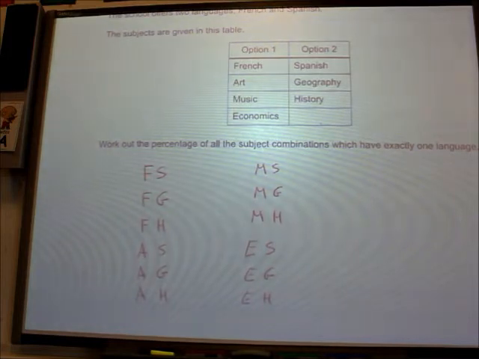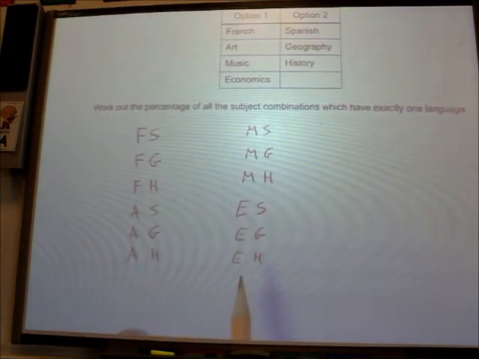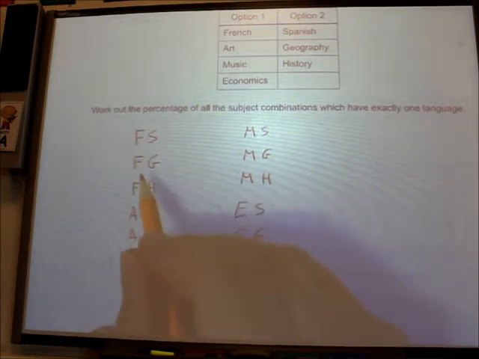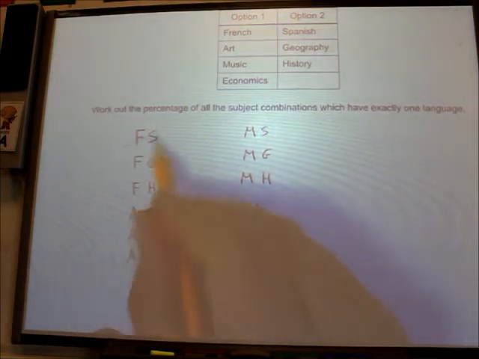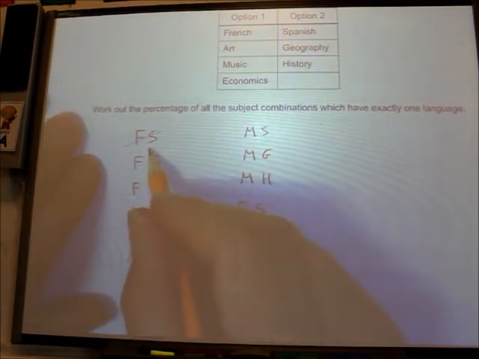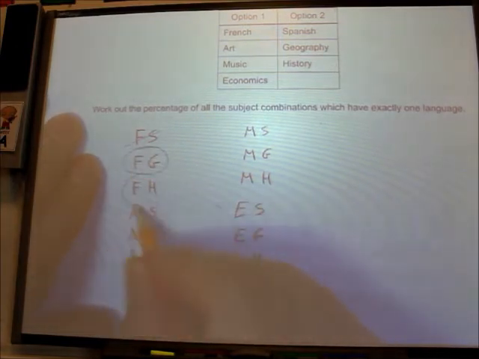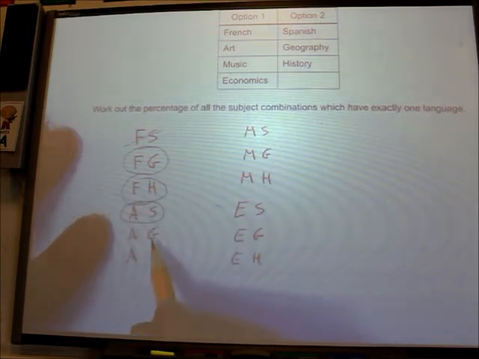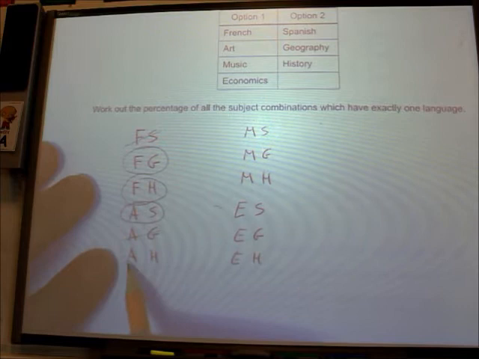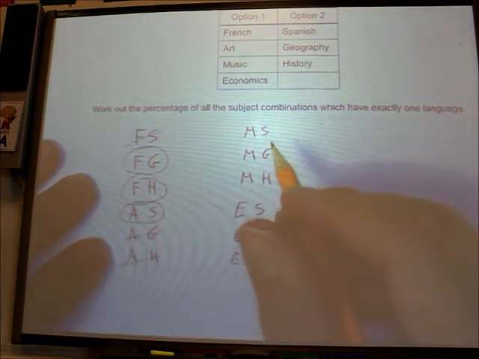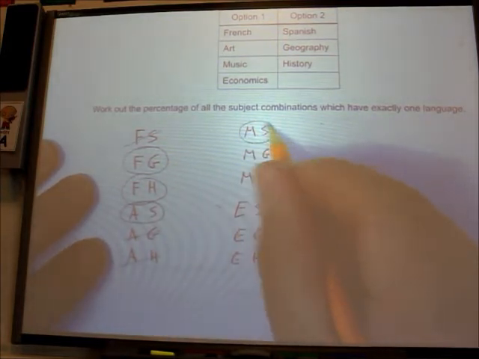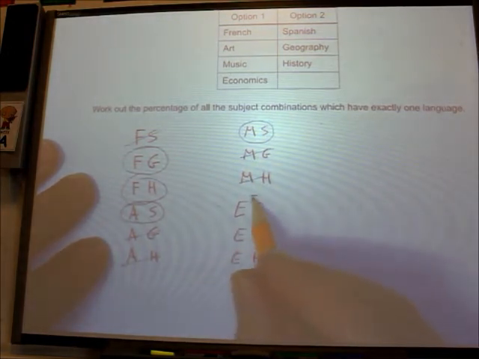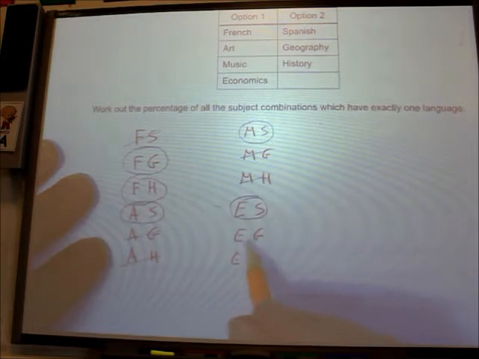Right. First of all, how many of these have exactly 1 language? Well, that one's got 2 languages, so that's no good. So I put a little line through that. Exactly 1. French and geography, French and history, that's exactly 1 language. Art and Spanish, that's exactly 1 language. Art and geography, neither languages. Art and history, neither. Music and Spanish, yep. Music and geography, no. Music and history, no. Economics and Spanish, yes. Economics and geography, no. Economics and history, no.